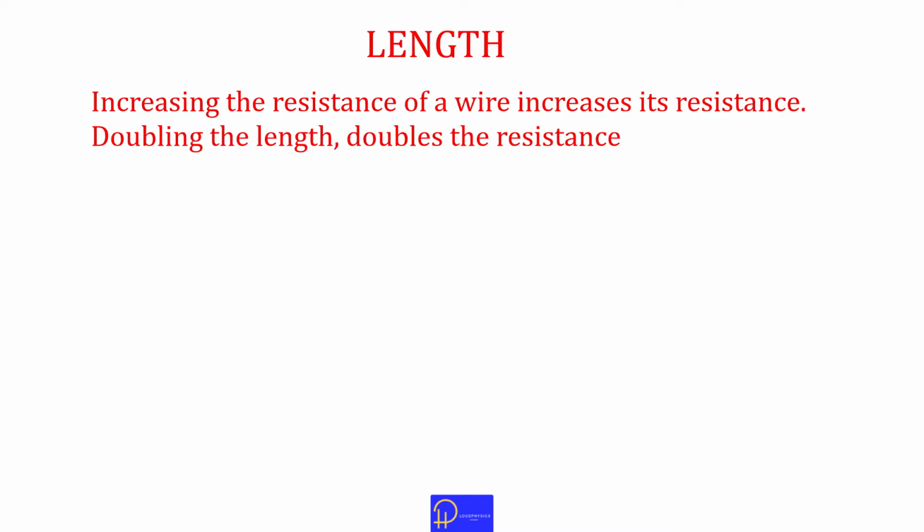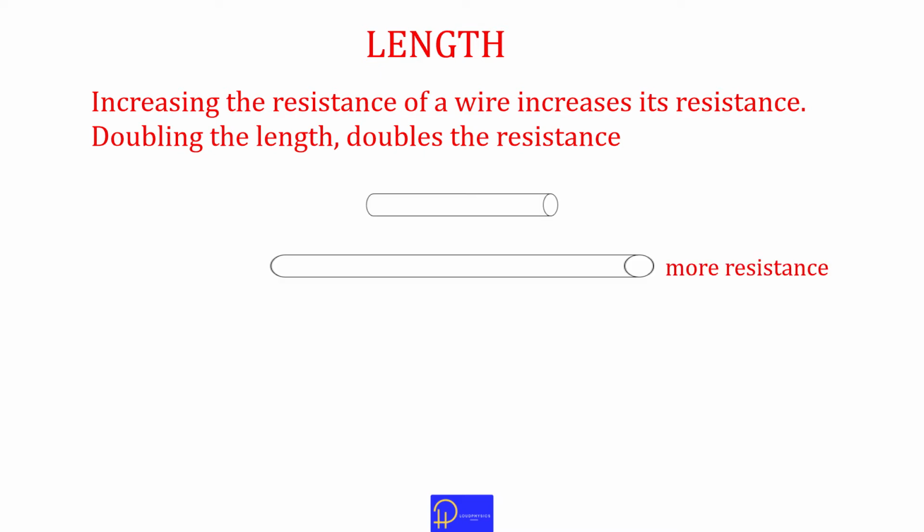Let's consider some factors that affect resistance. The first one is length. Increasing the length increases its resistance. When the length is doubled, resistance also doubles. If the resistance is doubled, we are going to have more resistance in that conductor. Resistance, therefore, is directly proportional to length.